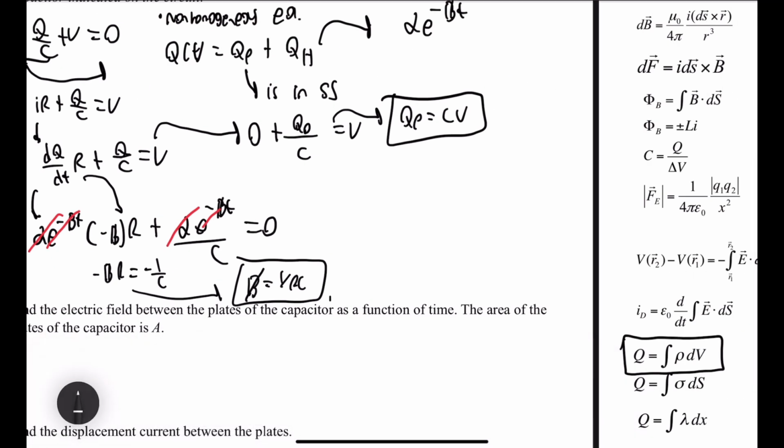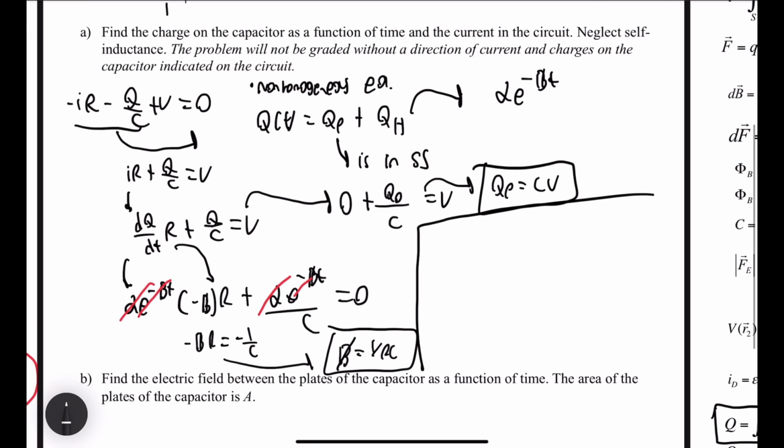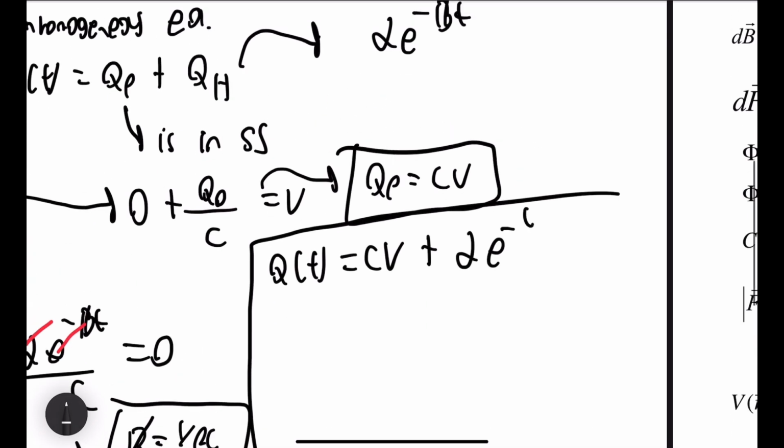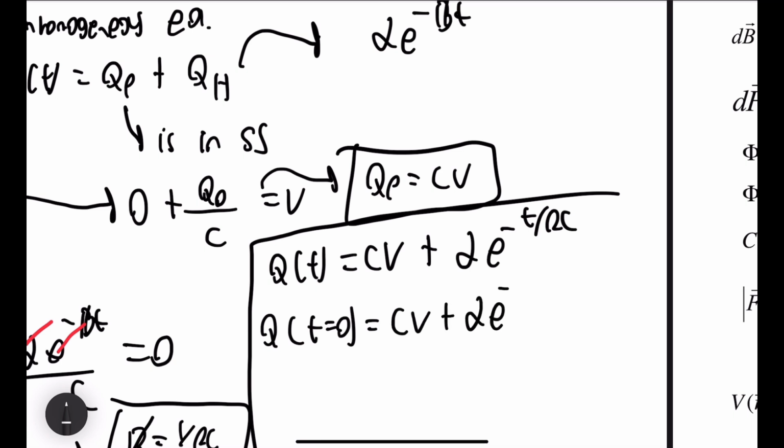And then to solve for alpha, we just plug it back into q of t. So q of t is equal to CV plus alpha e to the negative beta t, which is negative t over RC. And then in this part, we always say find the initial condition when t is equal to 0 to solve for alpha. So I would get CV plus alpha e to the negative 0 over RC, which is 0.